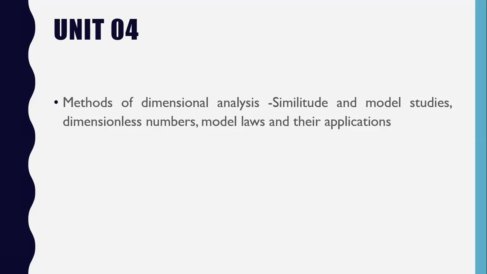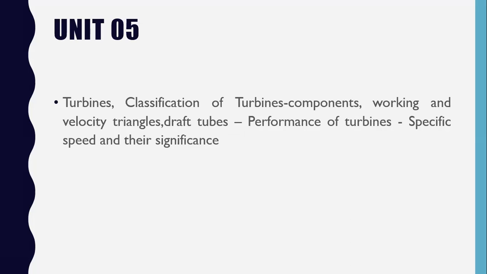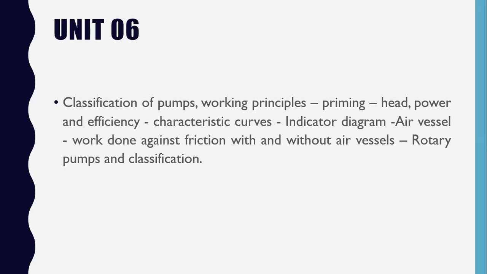Then the fourth unit: methods of dimensional analysis, similitude and model studies, dimensionless numbers, model laws and their applications. Then unit 5: turbines, classification of turbines, components, working and velocity triangles, draft tubes, performance of turbines, specific speed and their significance. Then unit 6: classification of pumps, working principles, priming, head, power and efficiency, characteristic curves, indicator diagram, air vessel, work done against friction with and without air vessels, rotary pumps and their classification. So these are the 6 units.